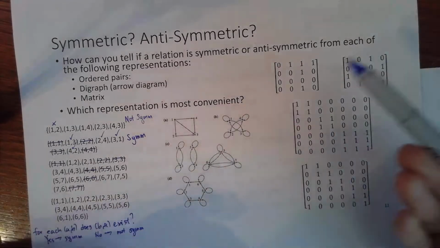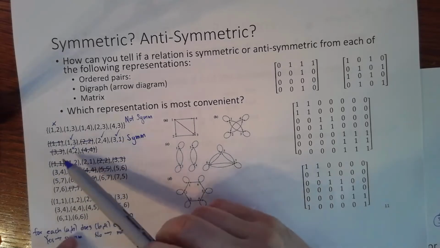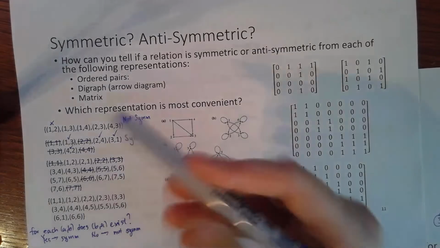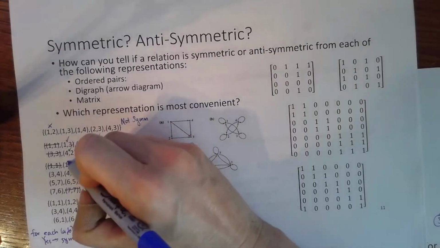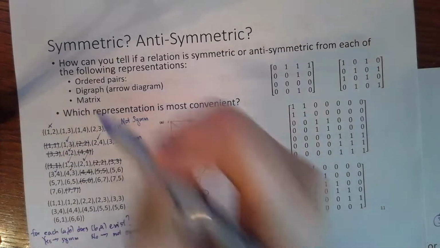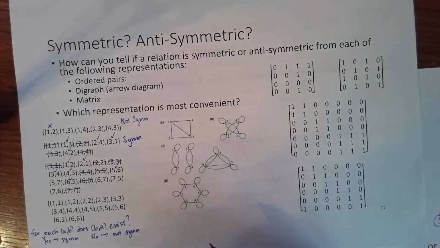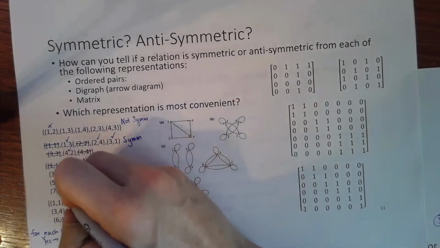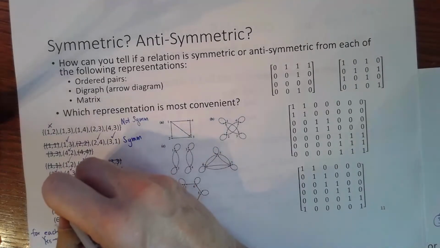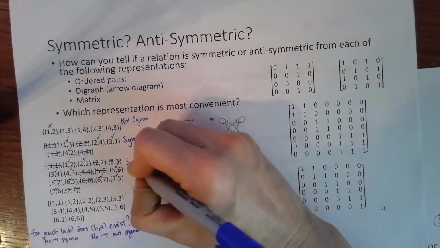Okay, if it's there, great. If it's not, great. So either way, I have that they both exist or neither exist. Okay, so (1,2), does (2,1) exist? Yes. (3,4), does (4,3) exist? Yes. (5,6), does (6,5) exist? Yes. (5,7), does (7,5) exist? Yes. (6,7), does (7,6) exist? Yes. Okay, every single one has its pair, so this one is symmetric.